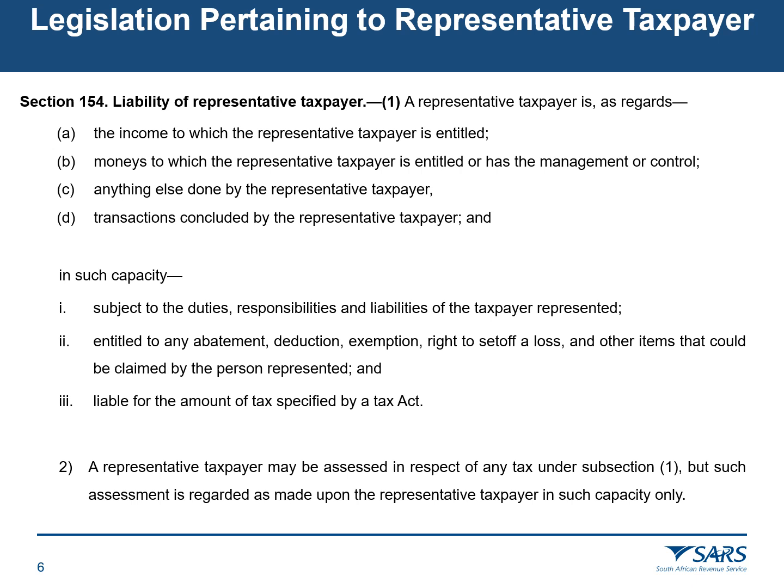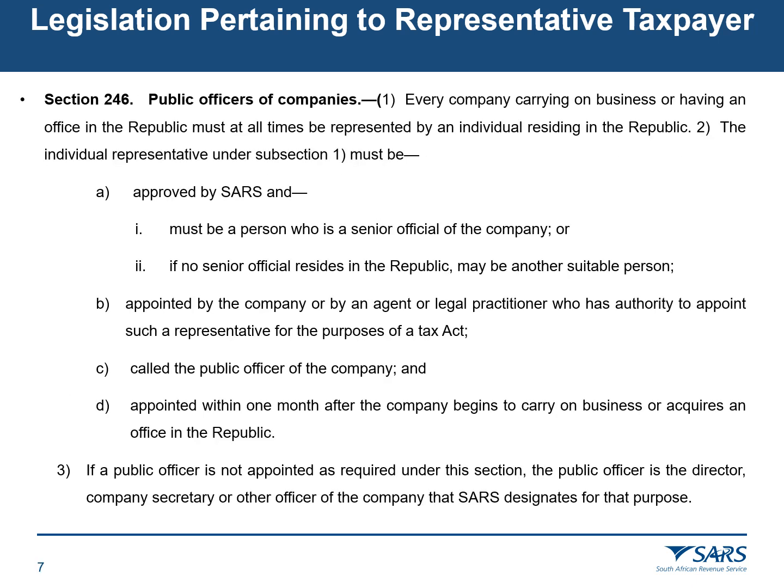A representative taxpayer may be assessed in respect of any tax under subsection 1, but such assessment is regarded as made upon the representative taxpayer in such capacity only. Section 246. Public officers of companies. Every company carrying on a business or having an office in the Republic must at all times be represented by an individual residing in the Republic.